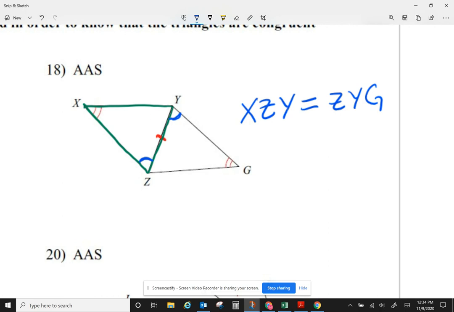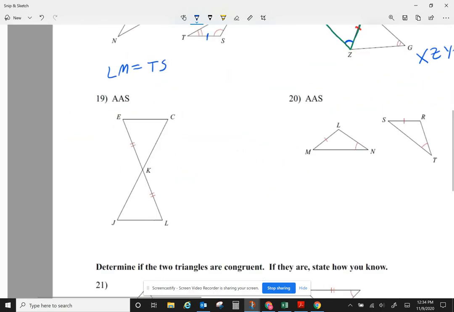The order of the letters does not matter as long as the letter that you need is in the center. What I mean with that, if you write X, Z, Y equals G, Y, Z, it's going to be okay. Right? Make sure on the first angle, the Z is in the center, and the second angle, the Y is in the center. Now, let's take a look at question number 19.